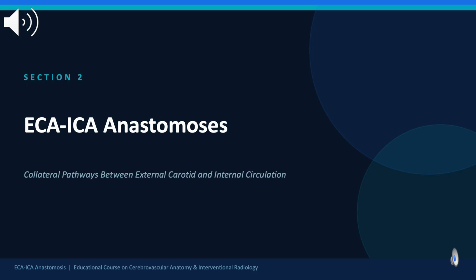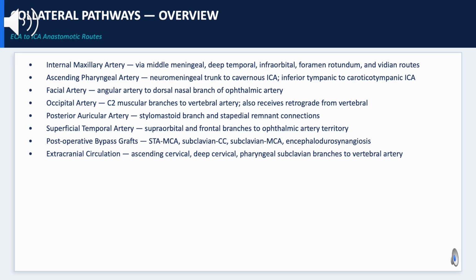The section covers 8 major groups: internal maxillary artery connections, the largest group, ascending pharyngeal roots, facial artery anastomosis, occipital vertebral pathways, posterior auricular connections, superficial temporal roots, postoperative bypass grafts, and extracranial subclavian vertebral pathways. Each group will be covered with angiographic images demonstrating the actual collateral in action. This overview slide is your pre-procedural checklist.